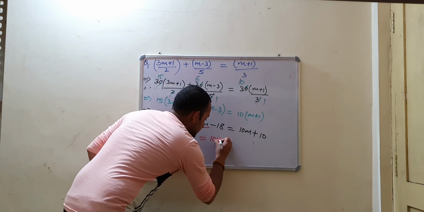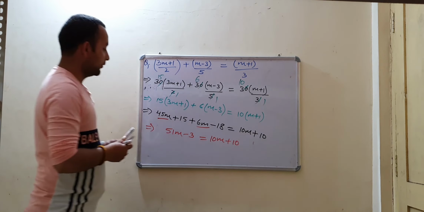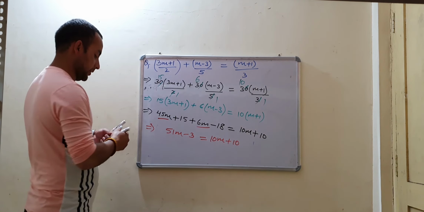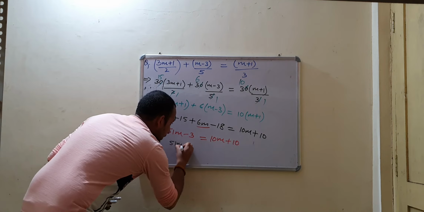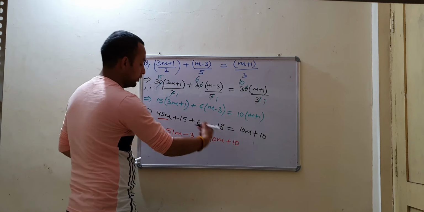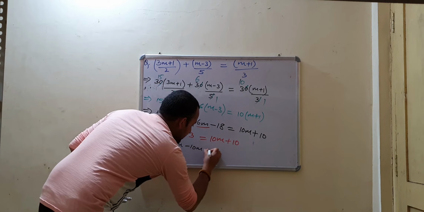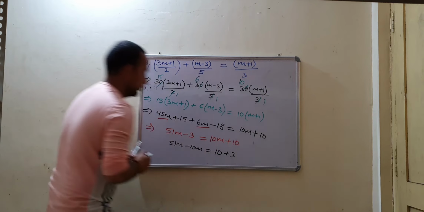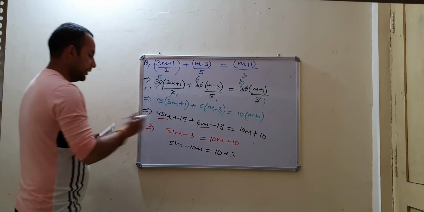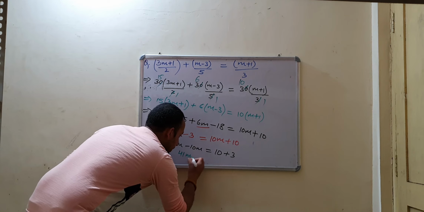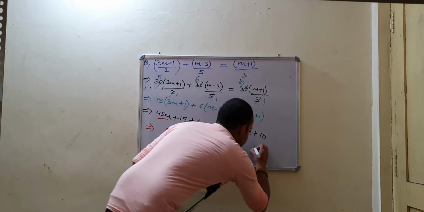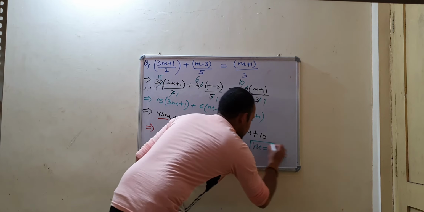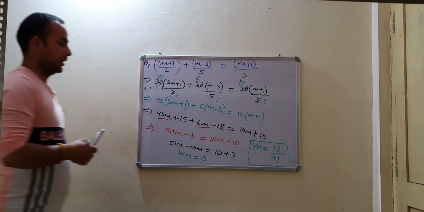On the other hand side, it's 10m plus 10. Now you will keep the variable on one hand side and the constant on the other hand side. So 51m minus 10m equals 10, and negative 3 shifting from here becomes positive 3. Now it is 41m equals 13 and m equals 13 divided by 41. This is your answer. Understood?